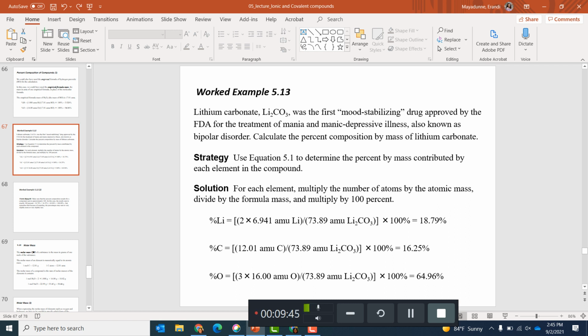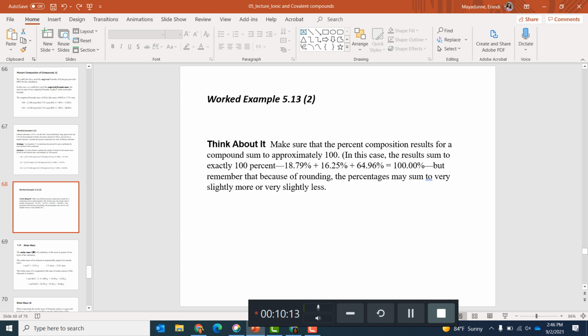It's always good to double check, because I took lithium 2, I think, in the previous one. So it's not 3, it's 6, because it's the mass number, protons and neutrons. So 2 into 6.941, because there are 2 lithium atoms, divided by the total mass of the compound. Mass of the carbon divided by the total mass, into 100. Like that, you can find the mass percent of the compound.